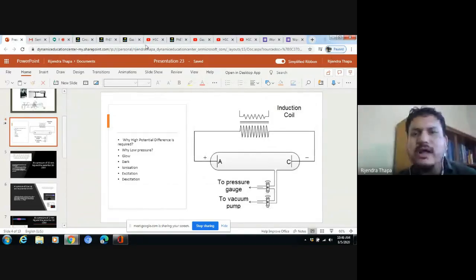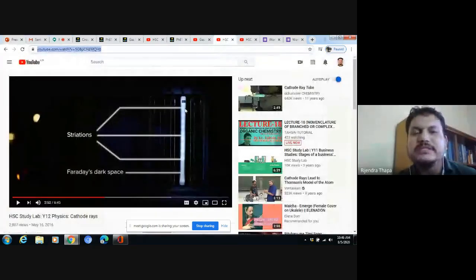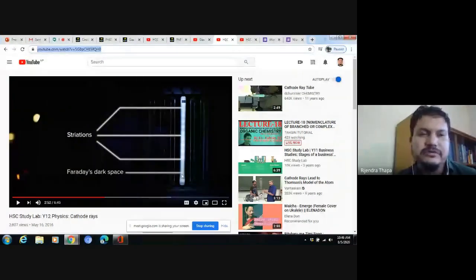Now see here, while studying the discharge phenomenon, we'll obtain this sort of behavior, or this sort of display, inside the gaseous discharge tube. In some regions it is dark, and in some regions it is bright. There is glow in some regions, and darkness in the others.